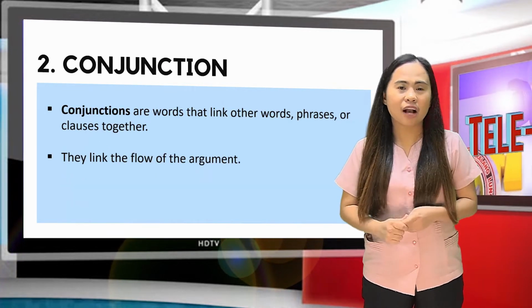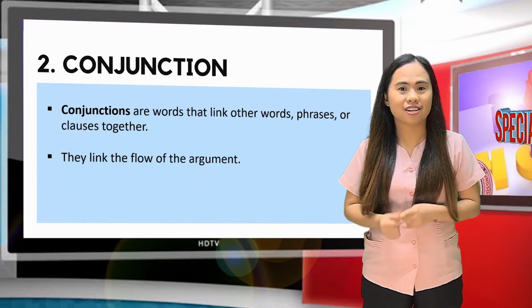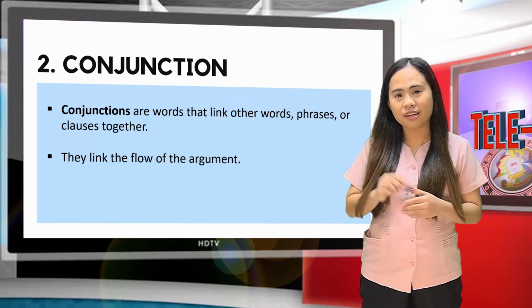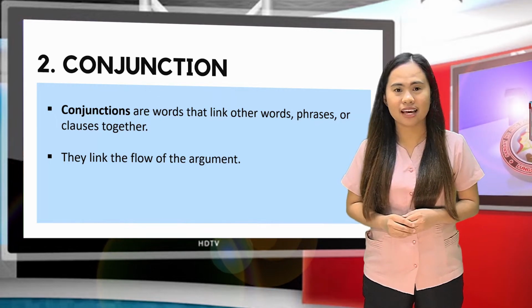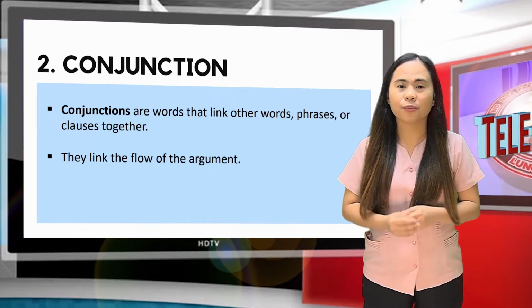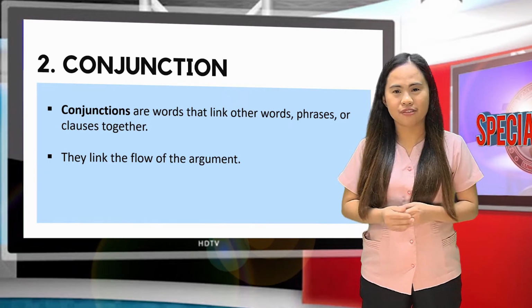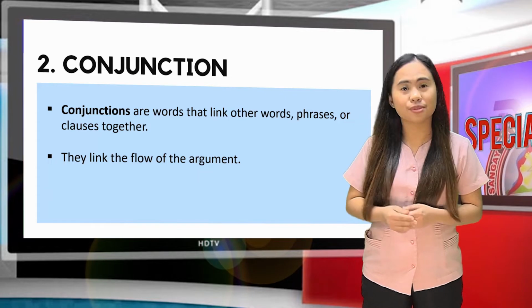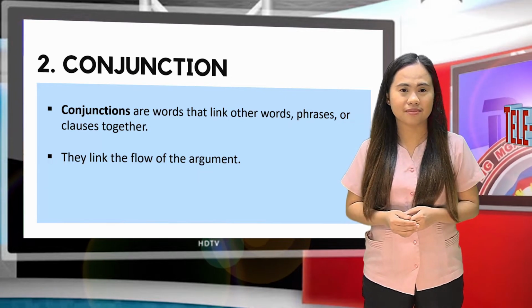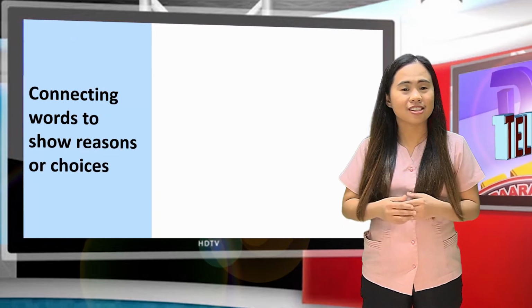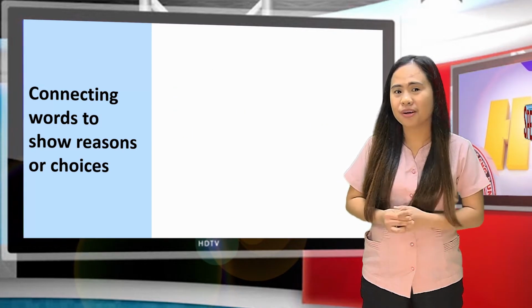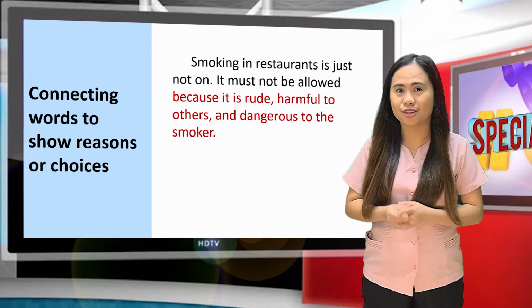The second language feature is conjunction, or the connectives, so that we can achieve cohesion and coherence in our texts. Conjunctions are words that link other words, phrases, or clauses together. They also link the flow of the argument in our article. Conjunctions can be used, 1, to connect words to show reasons or choices.